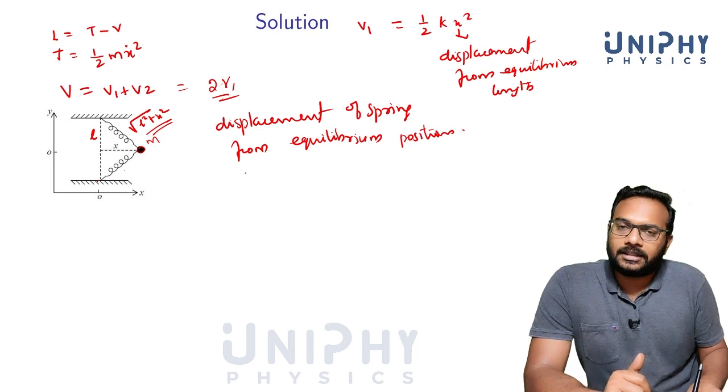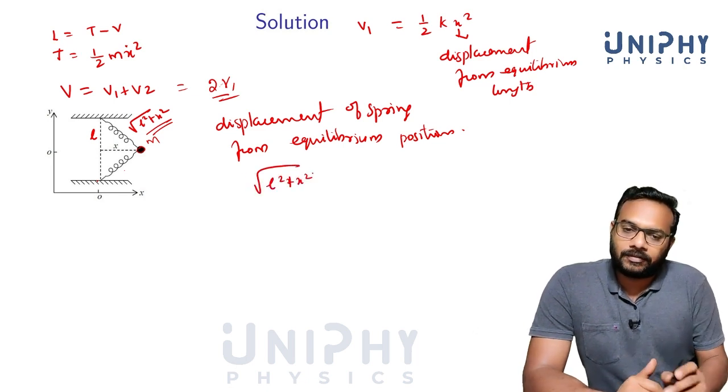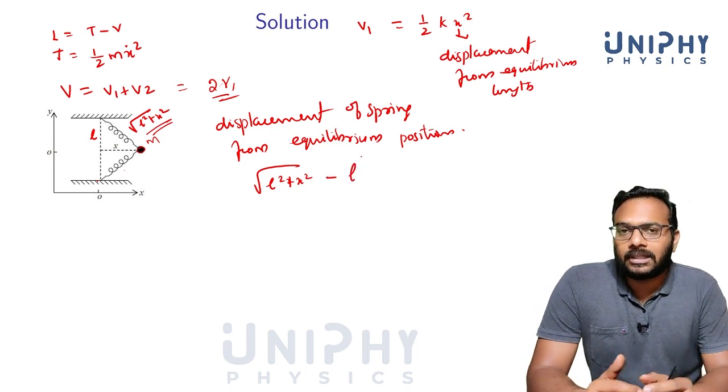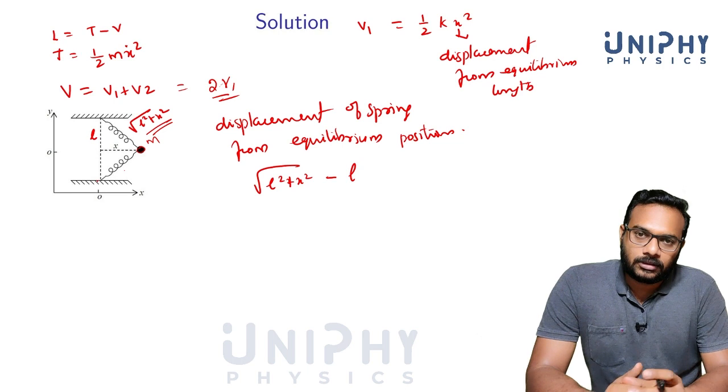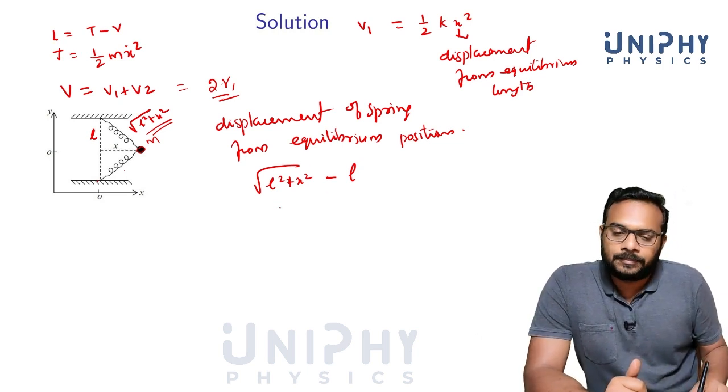For that, you find the final length, and subtract the initial length. That will give you the stretch of the spring, how much the spring has been stretched from the equilibrium position.